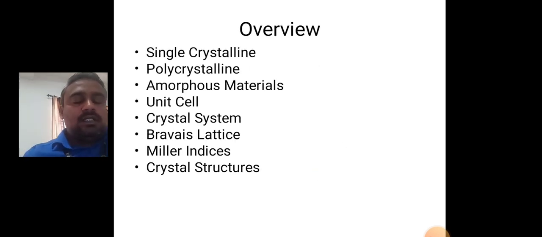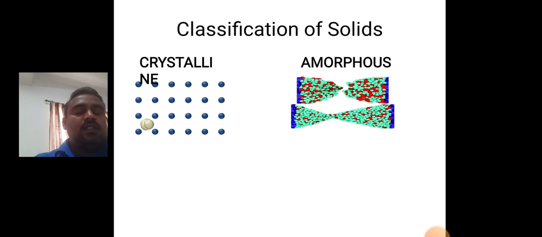Today our topic is crystal physics. The overview covers crystals, single crystalline, polycrystalline, amorphous materials, unit cell, crystal system, Bravais lattice, Miller indices, and finally crystal structures. So, classification of solids.